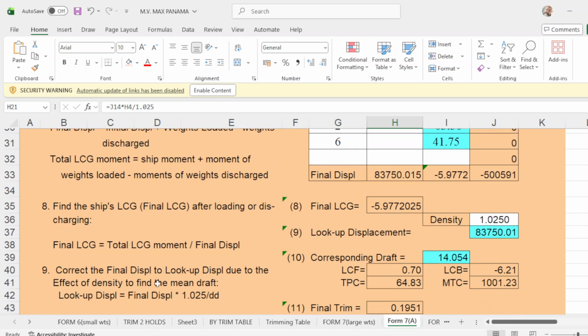Correct the final displacement to look up displacement due to the effect of density to find the mean drop. Lookup displacement equals final displacement times 1.025 over your local displacement. Now, number 9. The answer displacement is 83.75001. This is looking for the displacement. So this will be number 9.